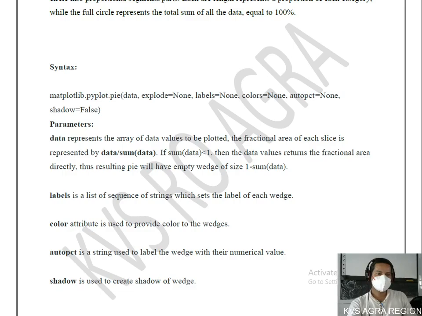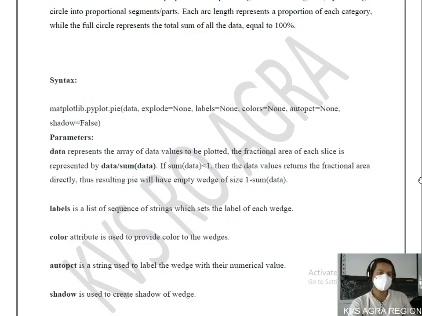In this, the syntax is we have to import the matplotlib.pyplot library and the function we use will be the pie function, and it holds some arguments like data. It represents the array of data values to be plotted. The fractional area of each slice is represented by data. Then labels. It is a list or sequence of strings which sets the label to each partition of the pie. Then a colors attribute to give different colors.